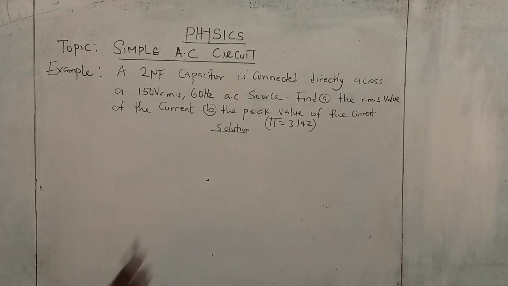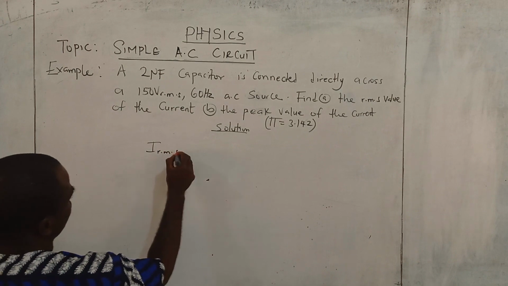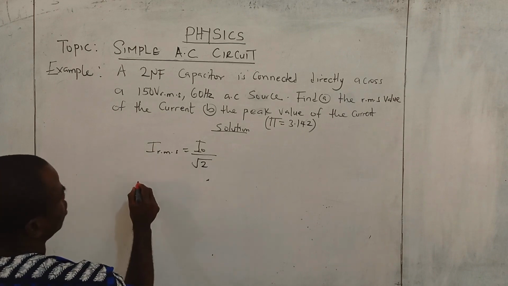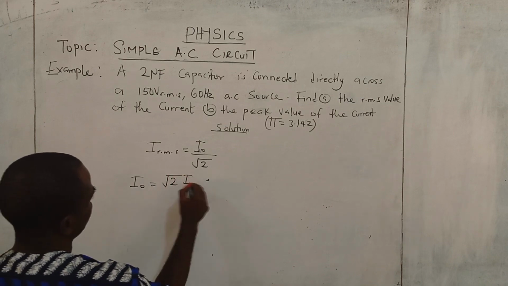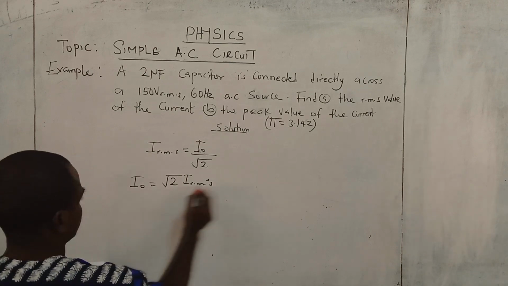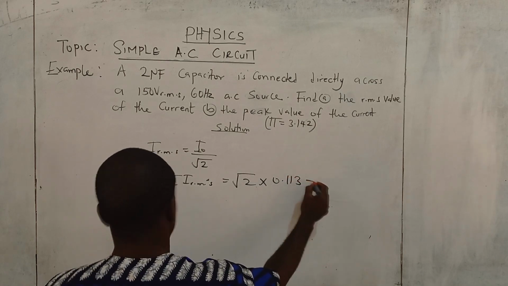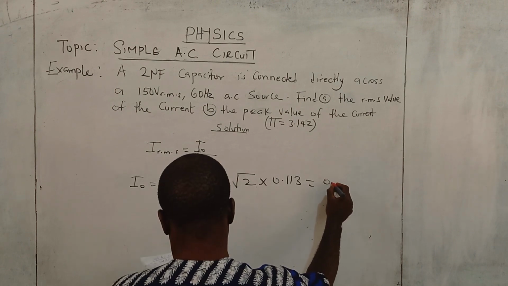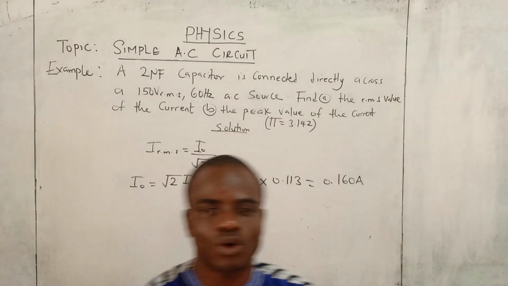The next question they ask is the peak value of the current. Don't forget that I root mean square equals peak current over root 2. We cross multiply, and we have I naught equals root 2 times I root mean square. Don't forget we have gotten I root mean square as 0.113, so root 2 multiplied by 0.113. You press your calculator, you have 0.160 ampere.